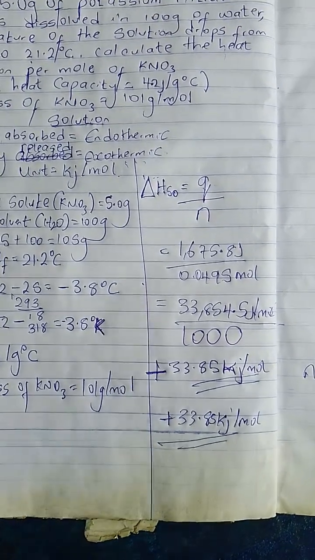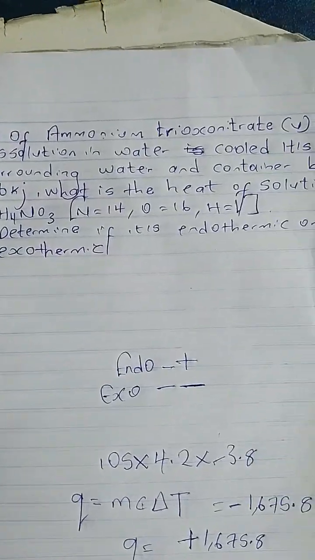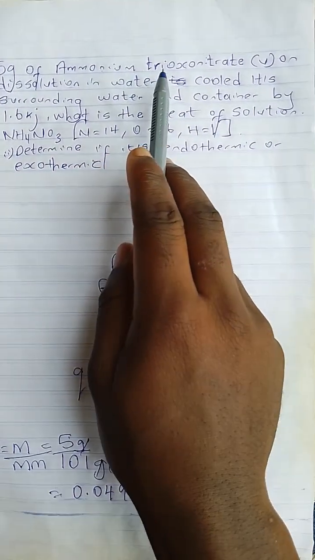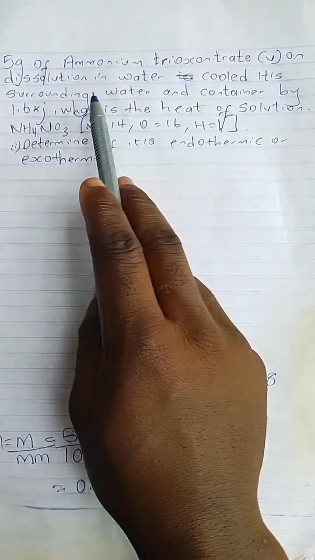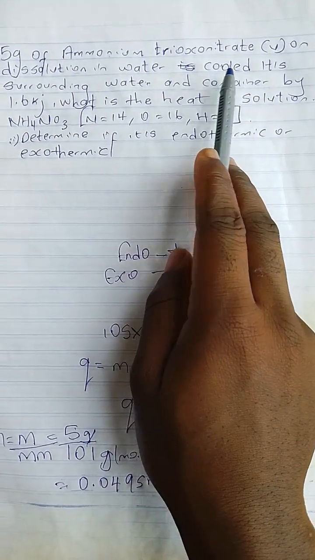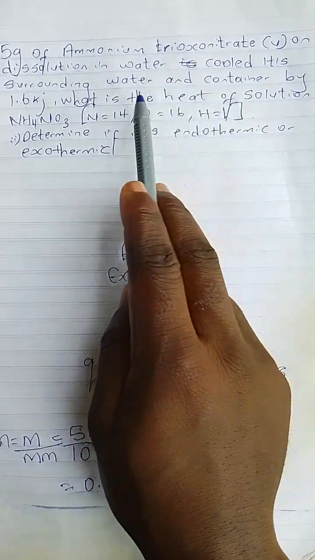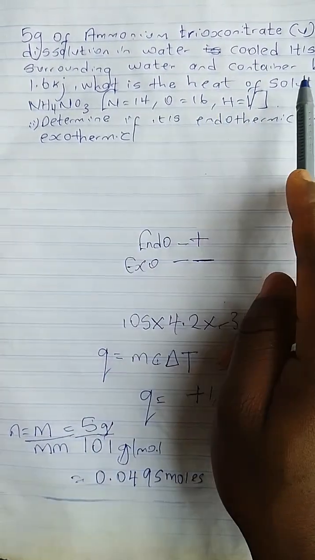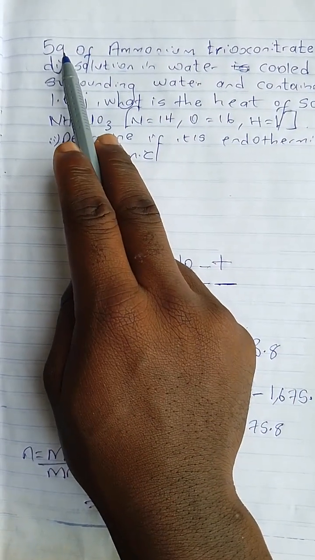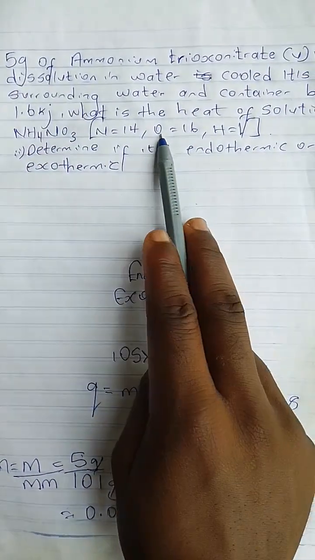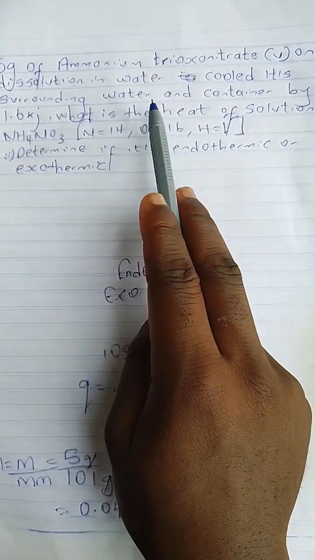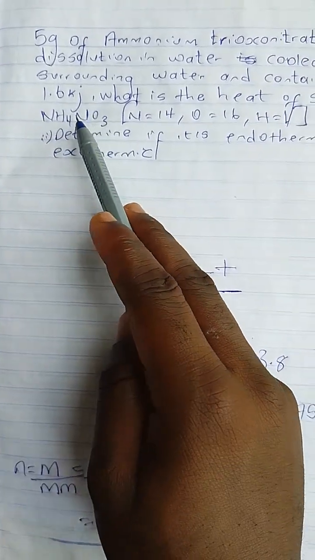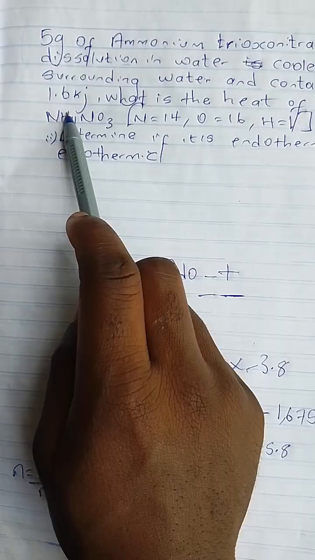And before we go, please, sorry I forgot, this is a practice question. It says 5 grams of ammonium nitrate on dissolution in water cooled its surrounding water and container by 1.6 kJ. What is the heat of solution? Now this question is straightforward. You just have to find the number of moles, which is the mass, and you have to solve for the molar mass. And for them not to stress you, we're already given the heat. You are not going to use Q equals MC change in theta. They've already done that, and you got 1.6 kilojoules.